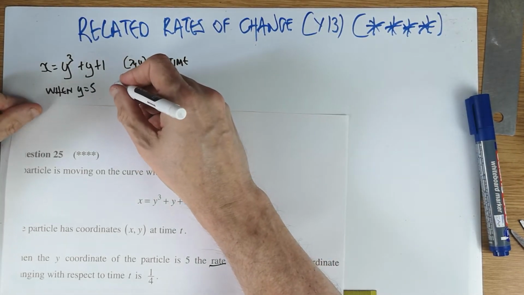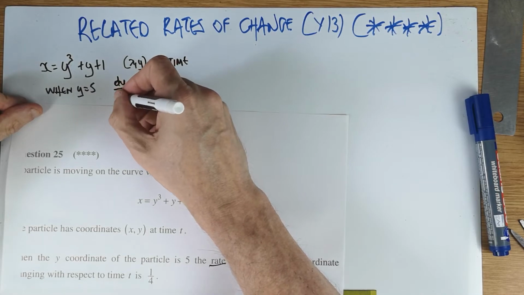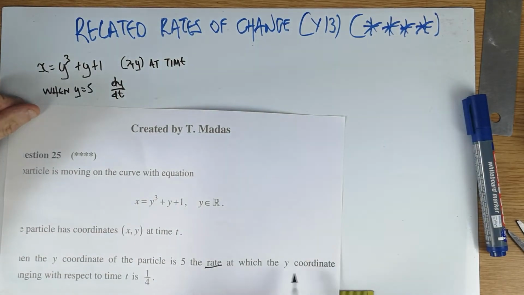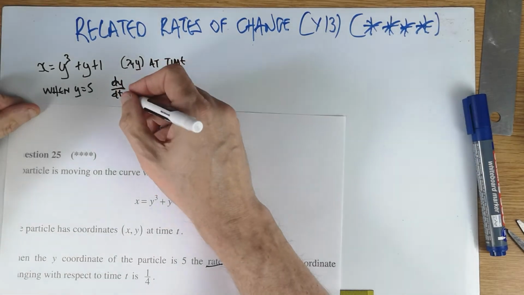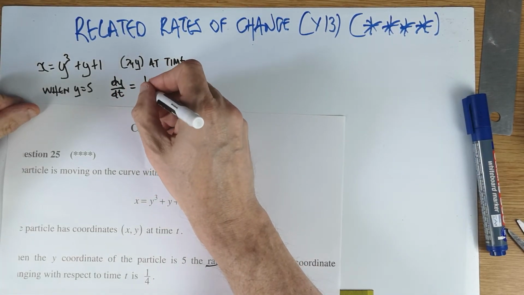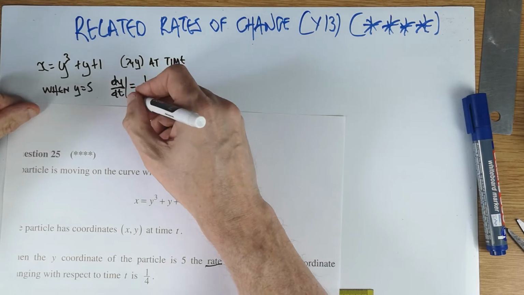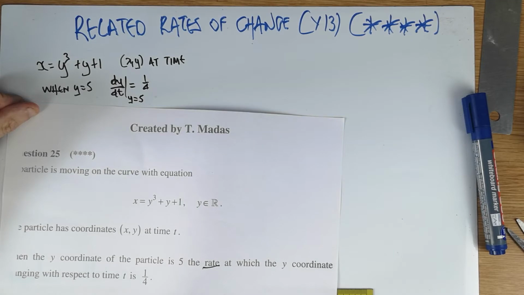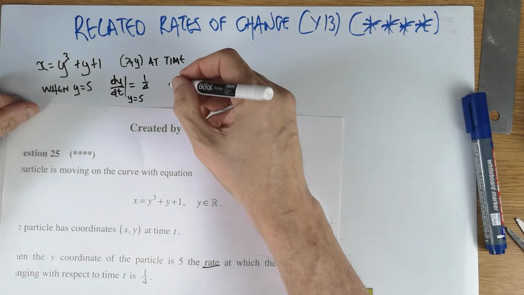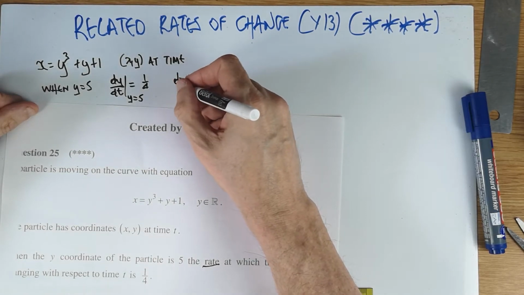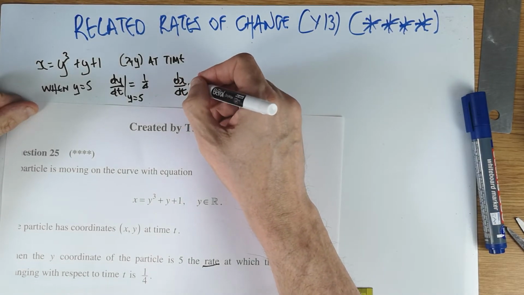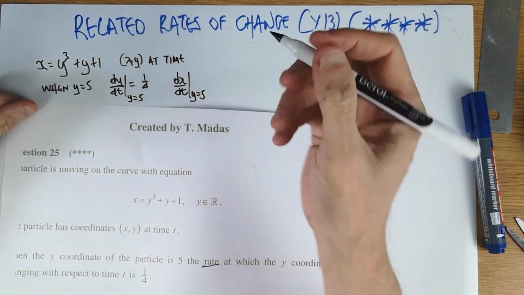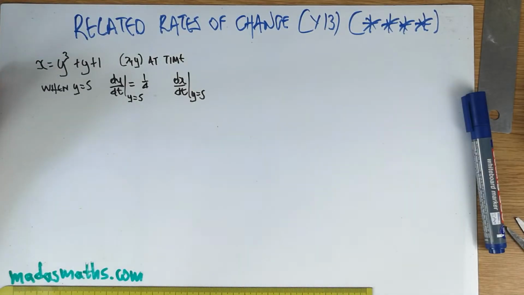When the y coordinate of the particle is 5, so when y is 5, let's write this down, the rate at which the y coordinate is changing with respect to time. So when y is equal to 5, dy by dt, not dy by dx, the rate at which the y coordinate is changing with respect to time, is a quarter. You could have written that like this. That's how I normally write it, evaluated at 5.